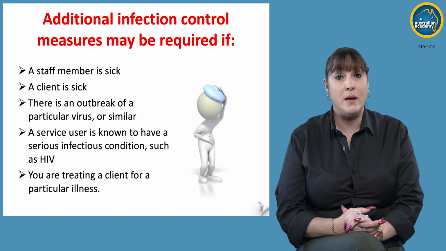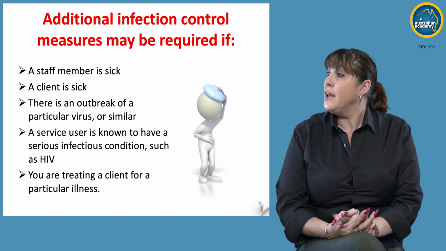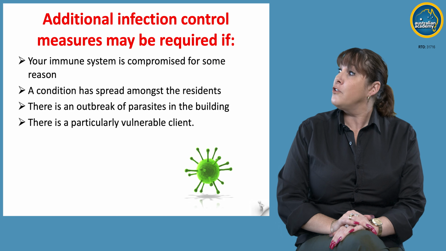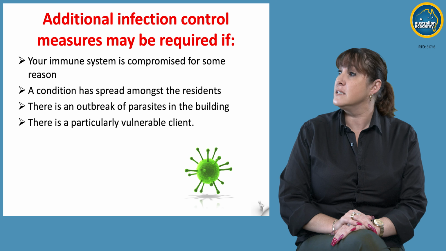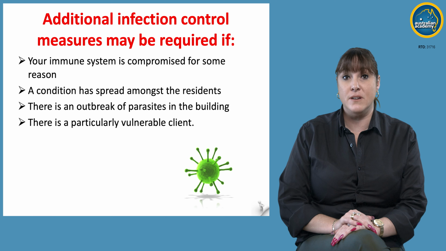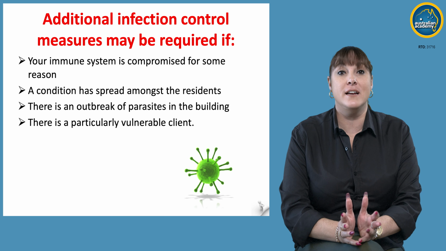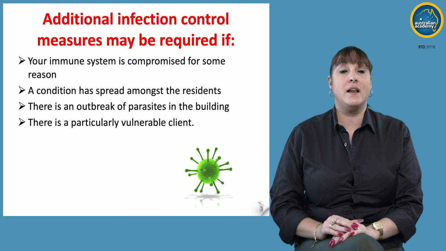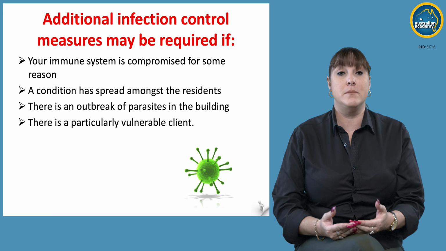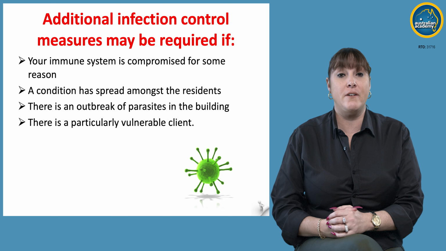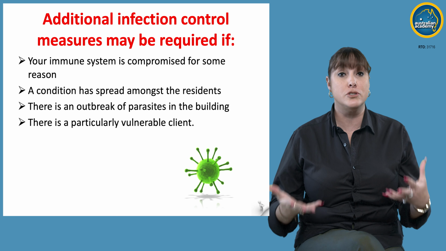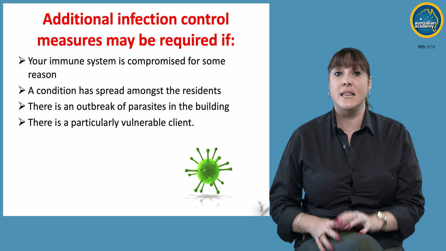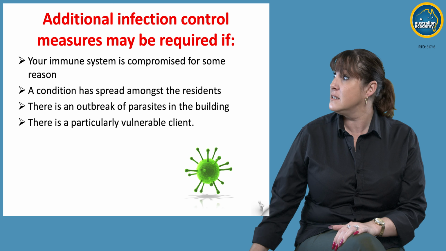This also comes across with your hepatitis A, B, C. If you are treating a client with a particular illness, your immune system is compromised for some reason. A condition has spread amongst the residents, so this could also come from gastroenteritis, commonly known as gastro, or if there's particularly vulnerable clients. So this could be a client that has come out of hospital, it could be an amputee client, and so they're very susceptible of picking up extra infections or germs. We need to ensure that our infection control is at a high level and that we're maintaining the best interest for each and every one of our clients.